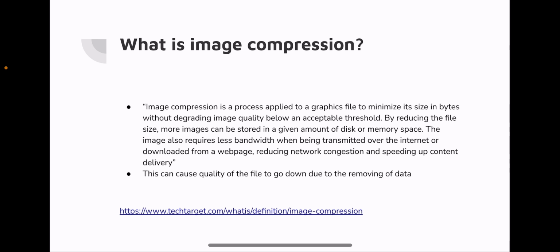So what is image compression? The website techtarget.com defines image compression as a process applied to a graphics file to minimize its size in bytes without degrading image quality below an acceptable threshold. By reducing the file size, more images can be stored in a given amount of disk or memory space. The image also requires less bandwidth when being transmitted over the internet or downloaded from a web page, reducing network congestion and speeding up content delivery.